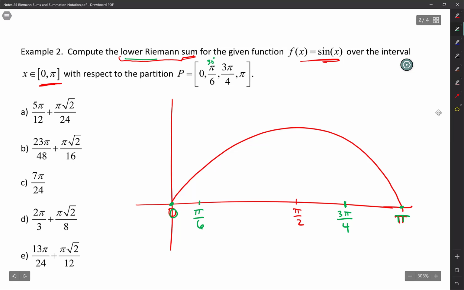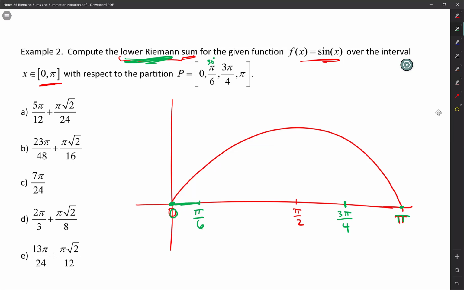It says lower. The lowest point on the curve between 0 and pi over 6 happens at 0. So I have no rectangle there. None, 0, nada.